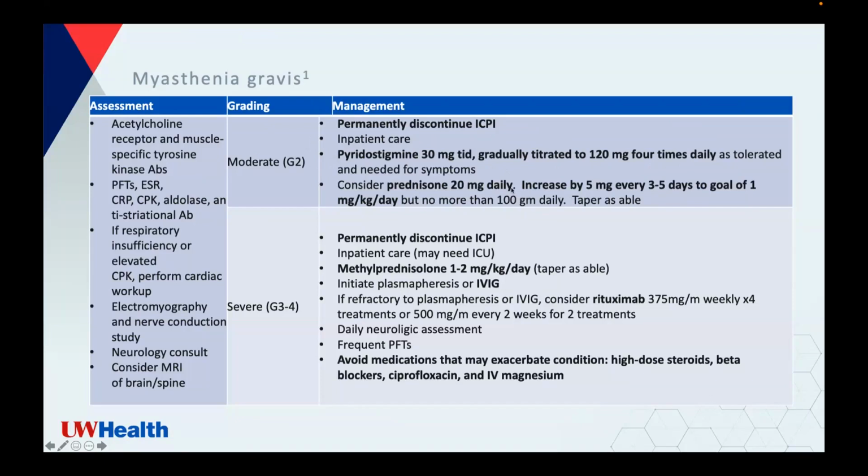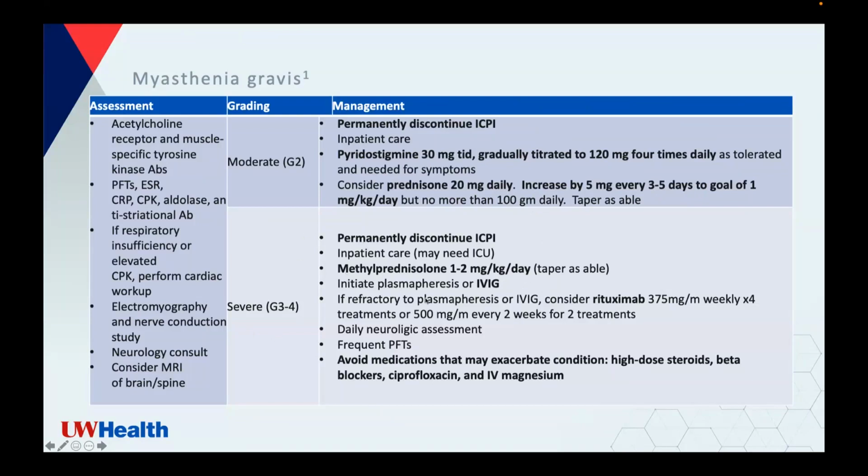We really want to be careful in up-titrating this because the high-dose steroids can exacerbate the condition. So increasing by 5 milligrams every 3 to 5 days to a goal of 1 mg per kg per day, but no more than 100 milligrams daily. And then taper as able. For more severe cases, again, we're stopping the ICPI, giving methylprednisolone at a higher dose, 1 to 2 mg per kg per day, doing plasmapheresis or IVIG as well.